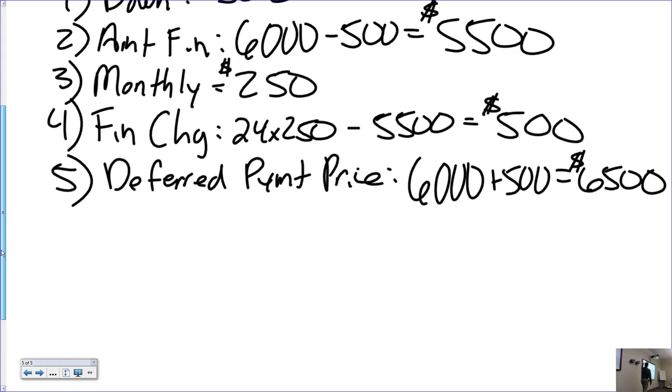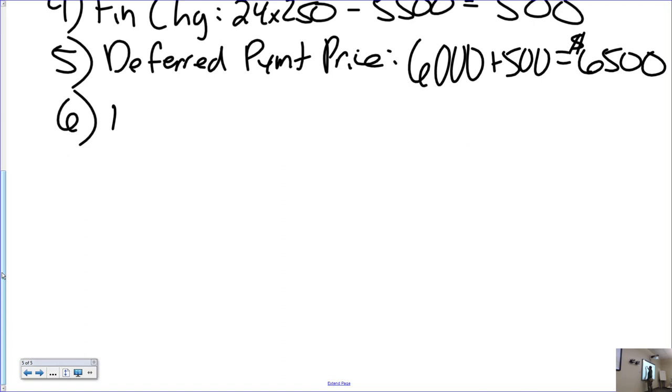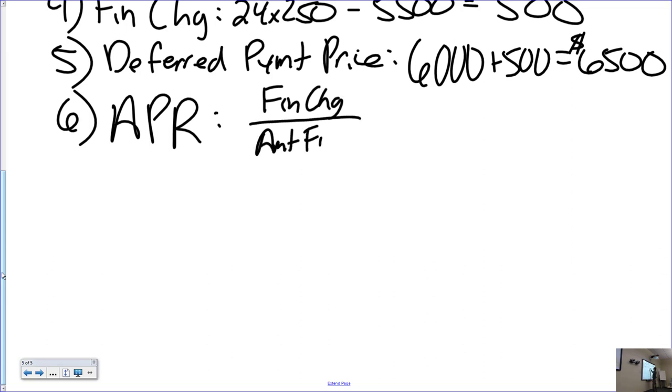And then last but not least, since I gave you the monthly payment, folks, you actually have to calculate the APR. So we have to go back to that table one more time, because it's weird. What did we do to calculate the APR? What I like to try and do is have you read the table to remember how to calculate it. It's finance charge per $100 of amount financed, so it's finance charge divided by amount financed times 100. You're more than welcome to write that on a note card, but really, you shouldn't need to.